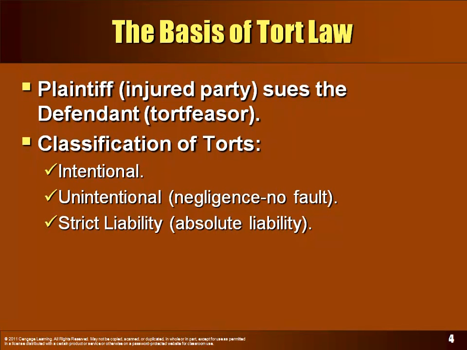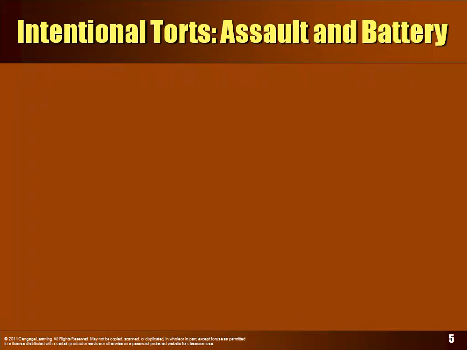The person who allegedly committed the tort injured the plaintiff, and they did it either intentionally, negligently, or it doesn't matter, they're just strictly liable for it. And we'll talk about situations where they're absolutely liable. Doesn't matter whether they meant to or not, they just are. So those are the three broad categories. And these slides go into detail about each type.